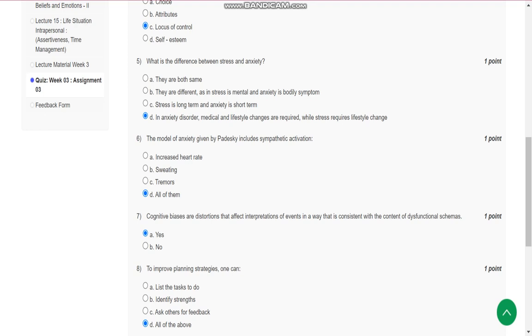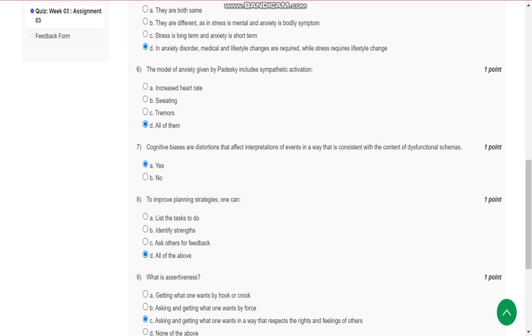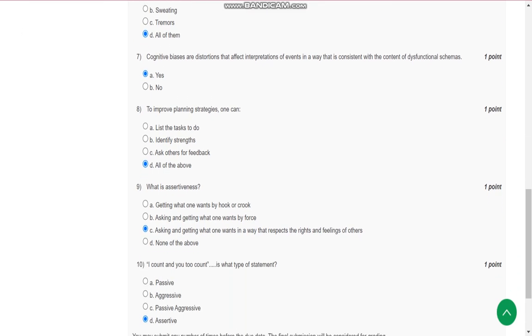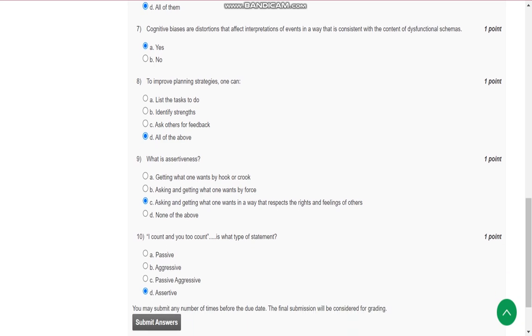In anxiety disorder, medical and lifestyle changes are required, while in stress require lifestyle changes. Then question number 6 is, model of anxiety given by Pedeski include sympathetic activation, increased heart rate, sweating and tremors. Then question number 7 is, cognitive biases are distortion that affect interpretation of events in a way that is consistent with content of dysfunctional schemas. It is true or yes.